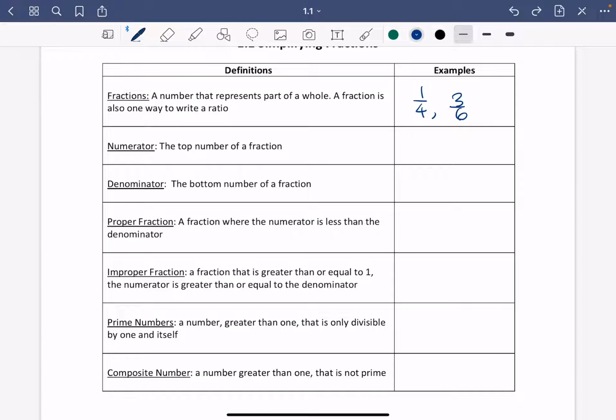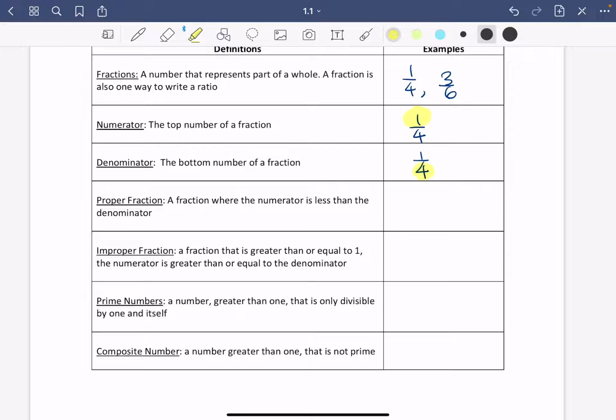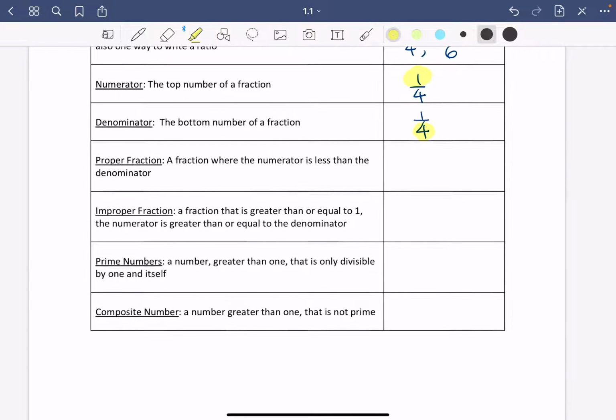Okay, numerator. Numerator is the top number of a fraction. So, for example, if my fraction is 1/4, then my numerator will be the 1 there. Okay, and next, denominator. Denominator is the bottom number of a fraction. So again, let's use 1 over 4 as an example. So my denominator then will be the 4.